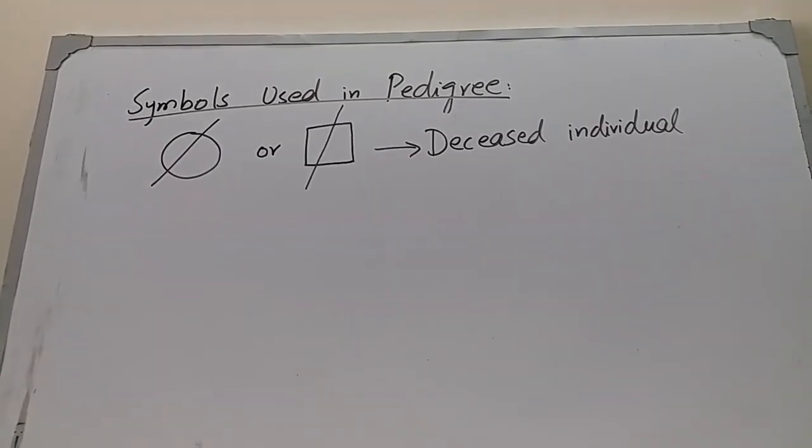And now these are the symbols of deceased individuals. Deceased means recently dead. So if a small vertical line over the circle is present, it means the female is dead. Or if the small vertical line is over the square, it means the male is dead. So these are the symbols of deceased female and deceased male.